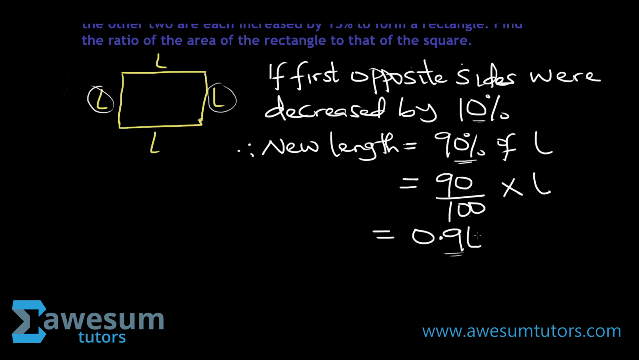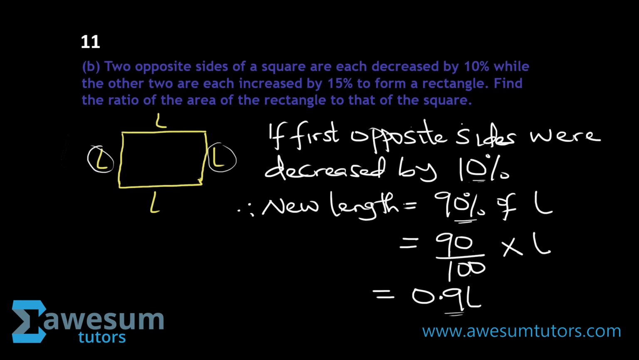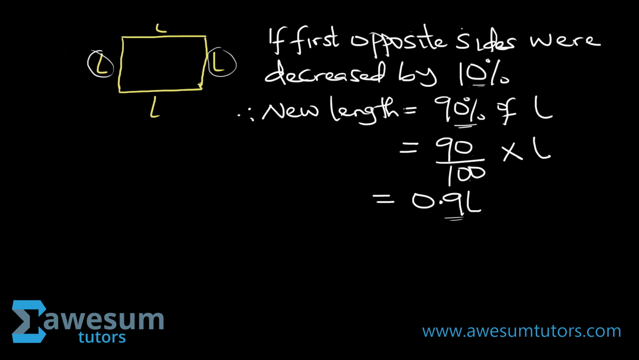Okay, now the second part, stay with me guys, this is easy. It says while the other two are each increased by 15% to form a rectangle. We have decreased one part by 10%, right? That means the remaining is 0.9, and the other two are increased by 15%. Let us analyze that one right now.